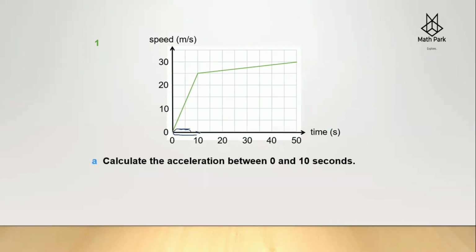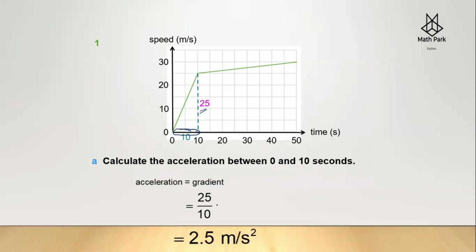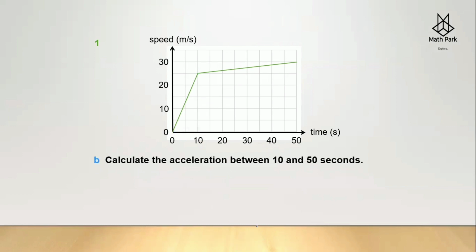So for that, as we have seen, the acceleration is nothing but the gradient or a slope. We find the vertical distance, which is 25, and the horizontal distance is 10. So the slope, or acceleration, is 25 by 10, which is 2.5 meter per second square. Very important to write the unit. Then let us go for the B part.